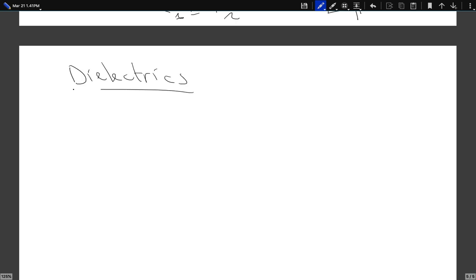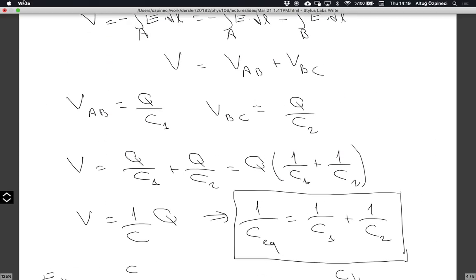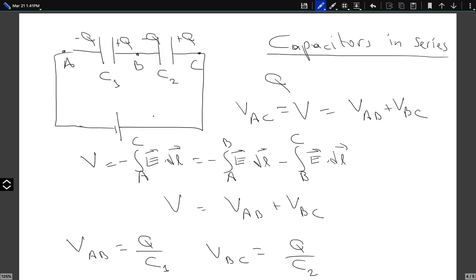And finally, dielectrics. Now, we will solve more examples in the second hour. So you see, when I was mentioning the capacitors, I said that we take these two parallel plates and put something in between, so they will not short, they will not touch each other. Before starting dielectrics, let's look at this problem, this result.